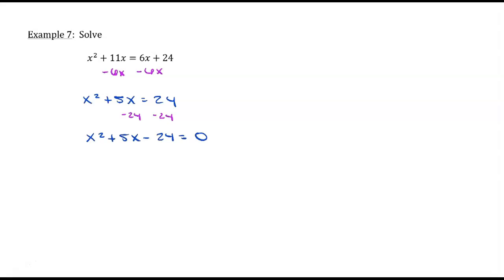Let's factor the left side. Since our leading term is a simple 1x squared, we know that our variable terms for the two binomials will be simply x. Now we need to find two values with a product of negative 24 and a sum of positive 5.